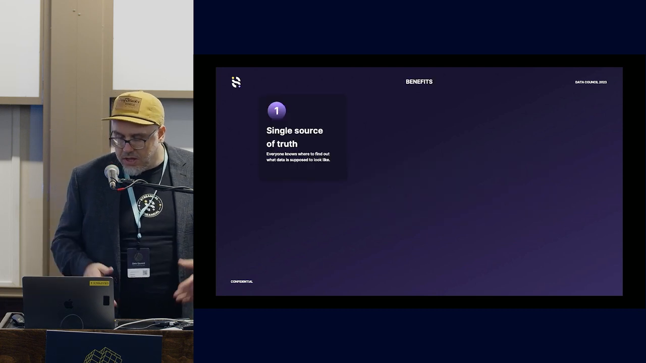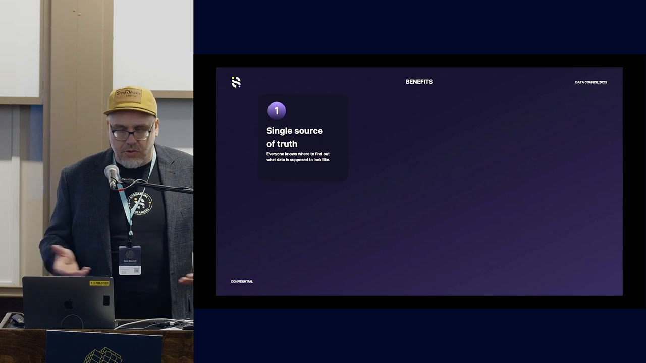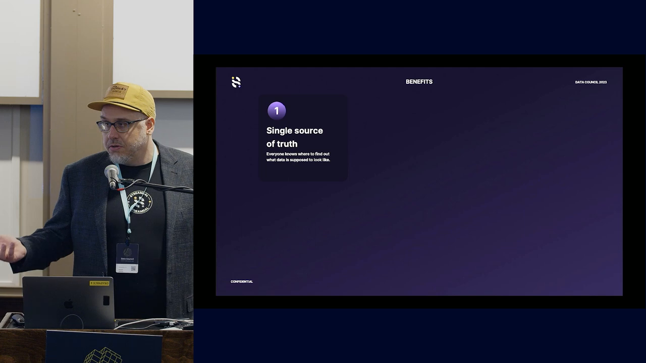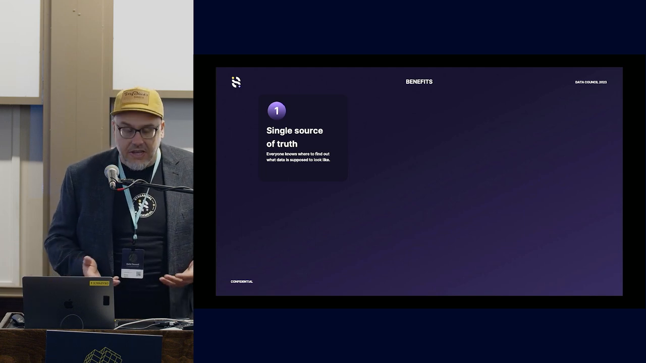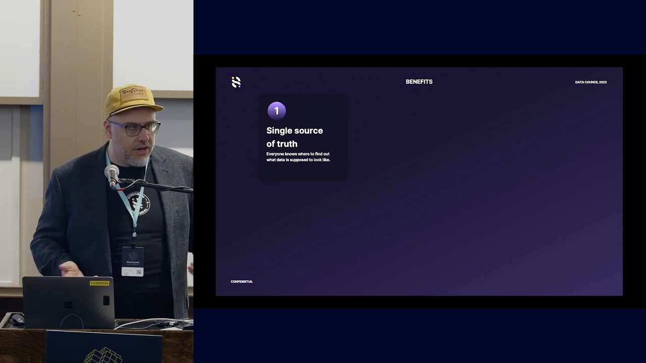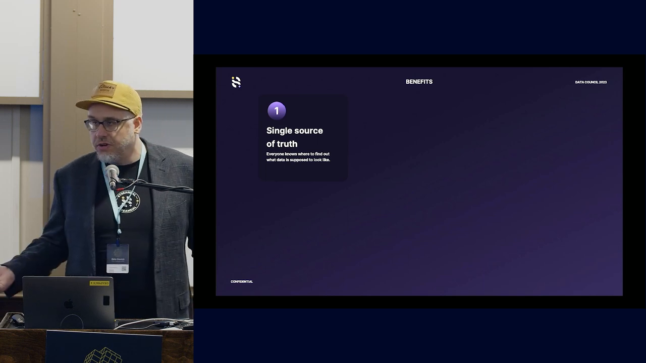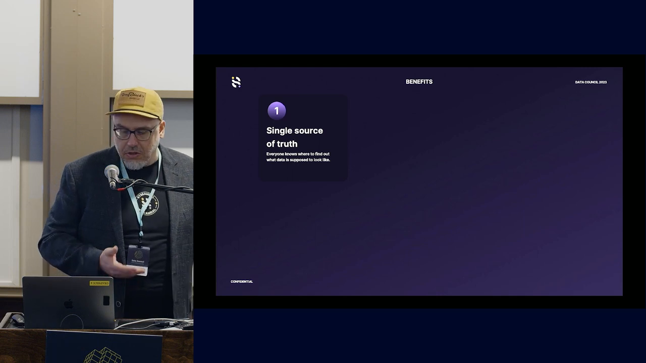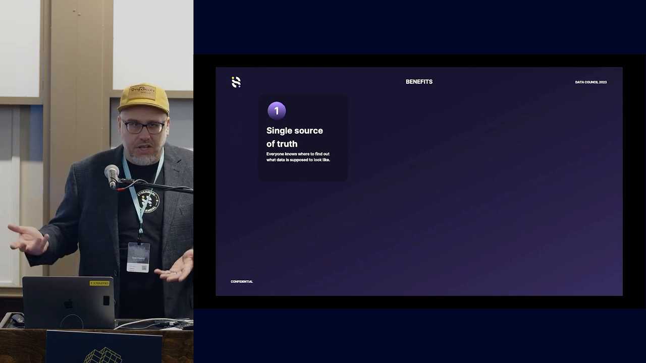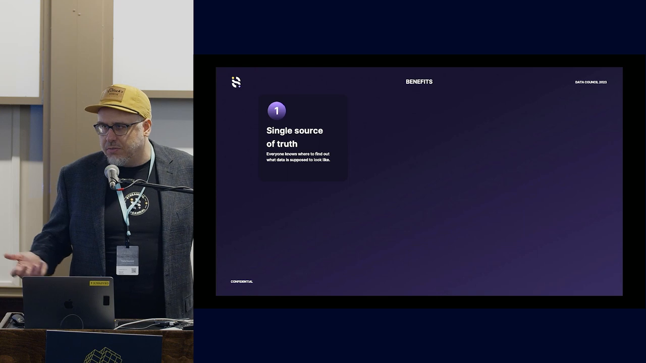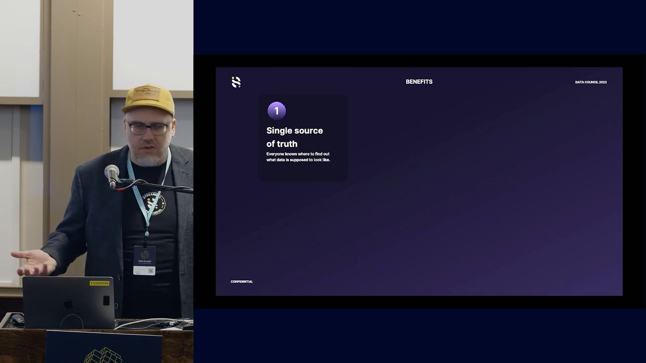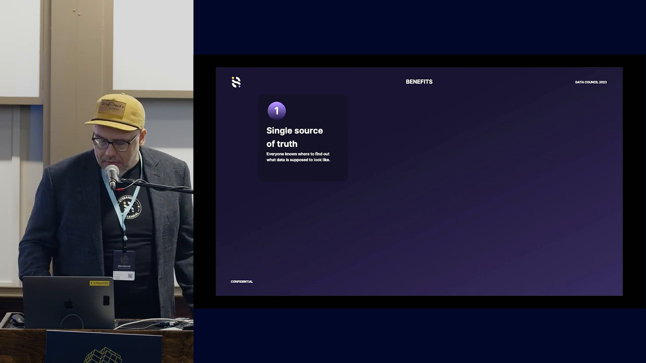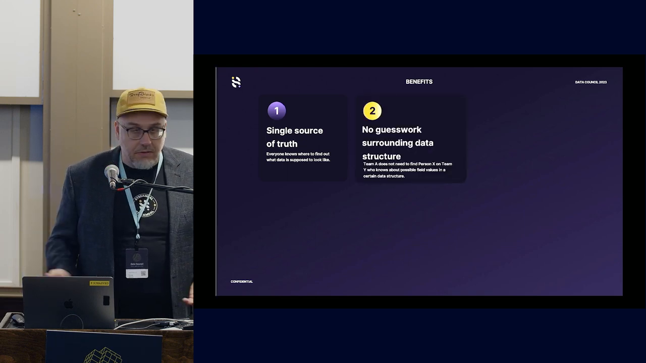But ultimately, the benefit of this whole thing that we've gone through is that there's a single source of truth. Everybody knows exactly where stuff is at, and they do not need to hunt down the actual service owner or the producer or the consumer. You literally just look at the schemas themselves, and they're very human readable. It's better than even YAML, I think, because it's so incredibly readable in the first place. So there's no guesswork around the structure of the data.